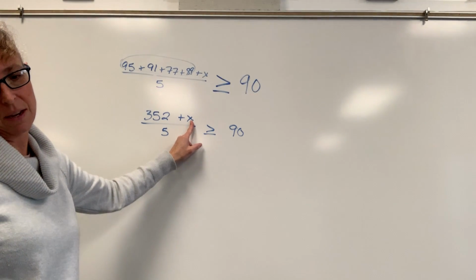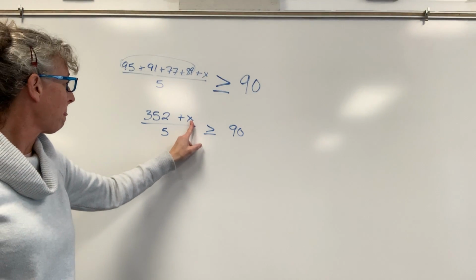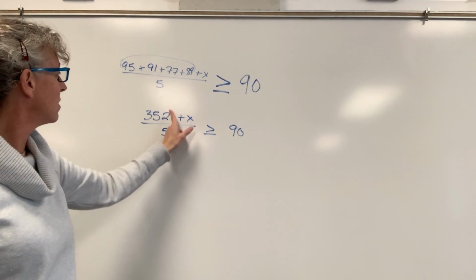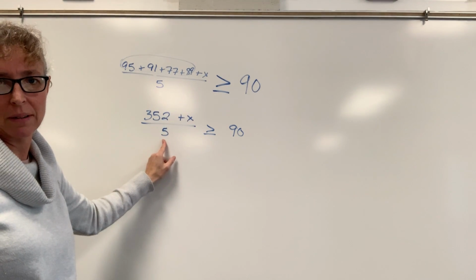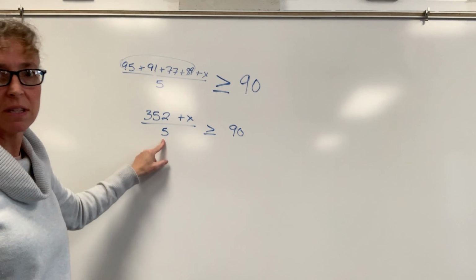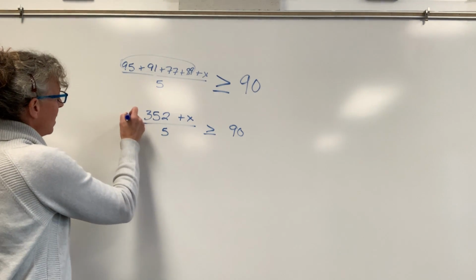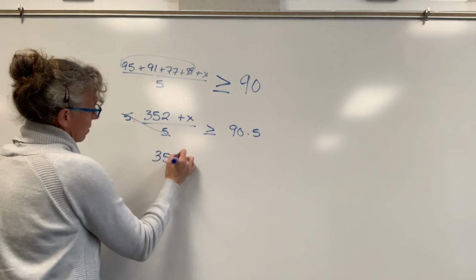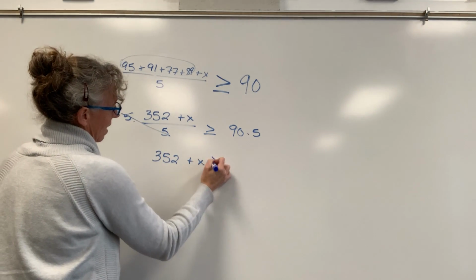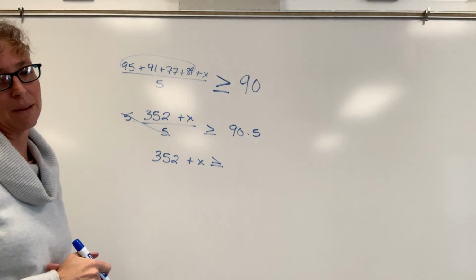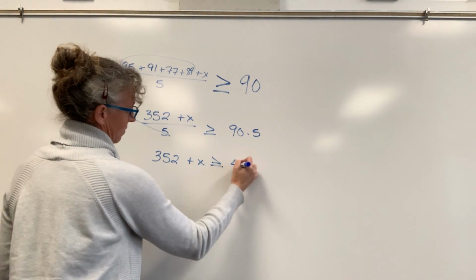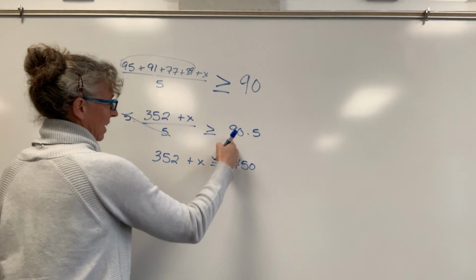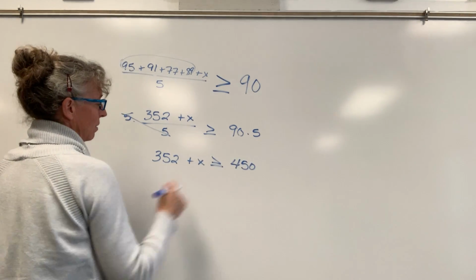So what do you think we need to get rid of next? Before I can deal with this top part, I got to get rid of this bottom part. So divided by 5, the opposite of that would be to multiply it by 5, right? Multiply it by 5 over here to be fair. So 352 plus X is what I have over here, and 90 times 5 is 450, right? 9 times 5 is 45, and add my 0.